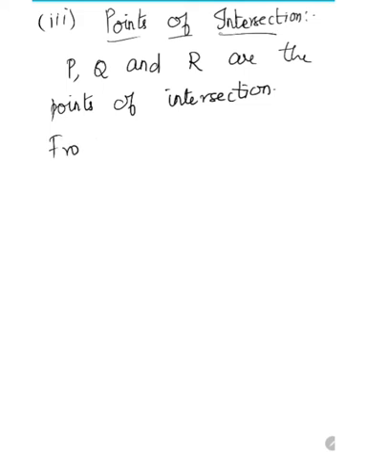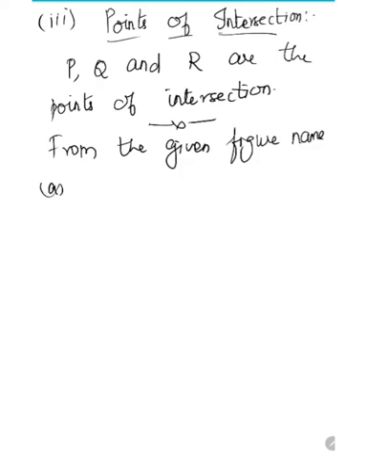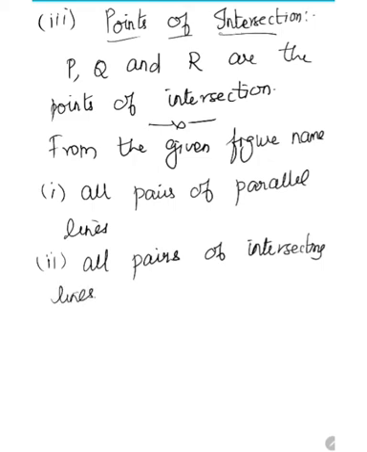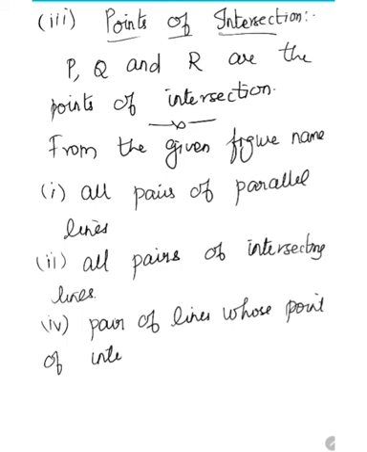So the next question is, from the given figure, name: first subdivision, all pairs of parallel lines. Second, all pairs of intersecting lines. The third question is pair of lines whose point of intersection is V.